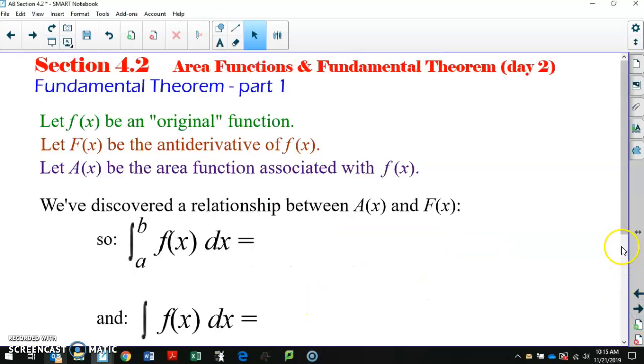Moving on. All right, so let's actually get to the statement of the fundamental theorem of calculus. So for starters here, we're going to get some terminology out of the way. F of x, that's going to be our original function. Capital F is the antiderivative, and A of x is going to be the area function associated with f of x.